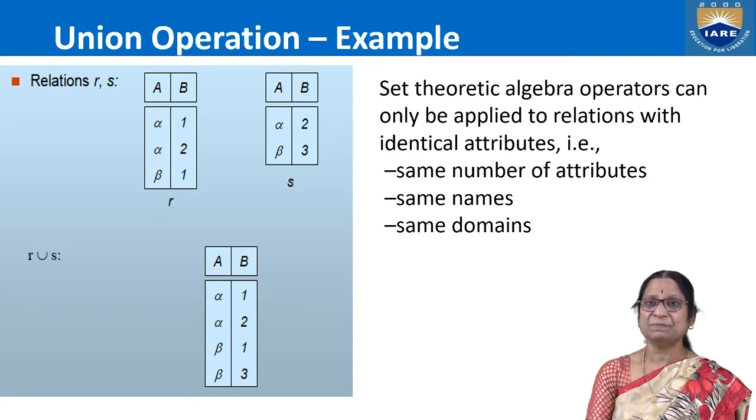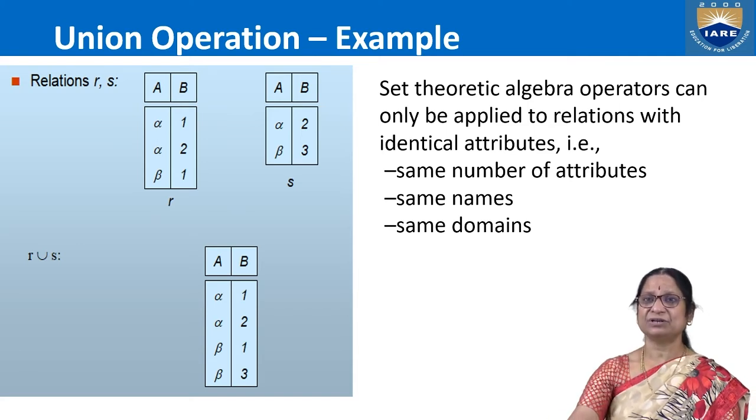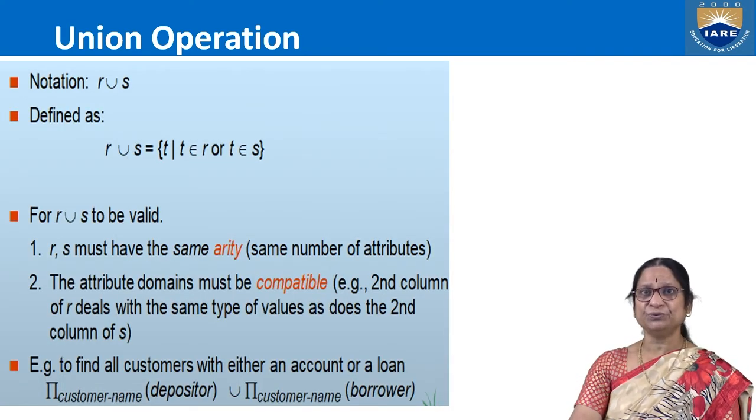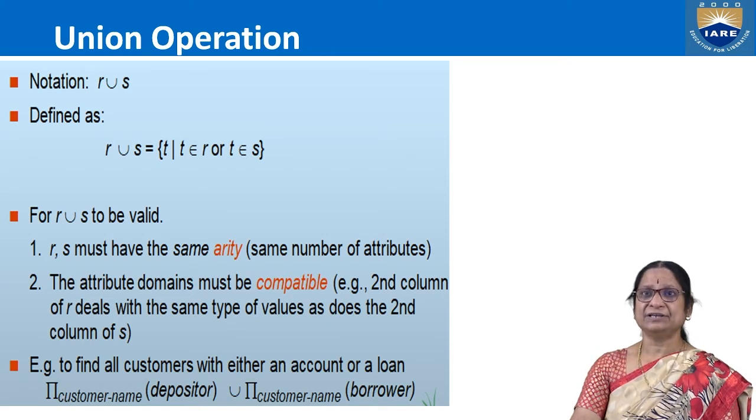And what about the tuples? First, it will include the tuples of the first relation. Then it will include the tuples of the second relation. If any duplications are there, they are automatically removed in relational algebra. So this is the notation we will use, R union S. How to define it? R union S is a set of tuples T such that T belongs to either R or S.